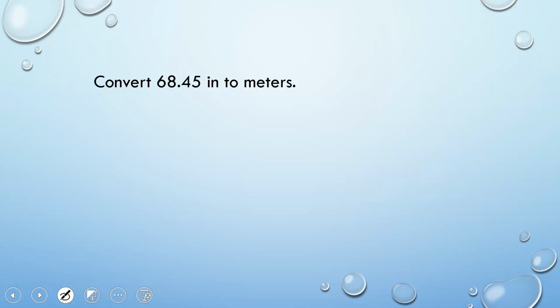So our problem says to convert 68.45 inches to meters. We read the problem and write the information down. So we have our 68.45 inches, and we want to convert that to meters. Now we develop our plan. In developing your plan, you want to go with the simplest approach possible. There are multiple ways that we can approach this problem.